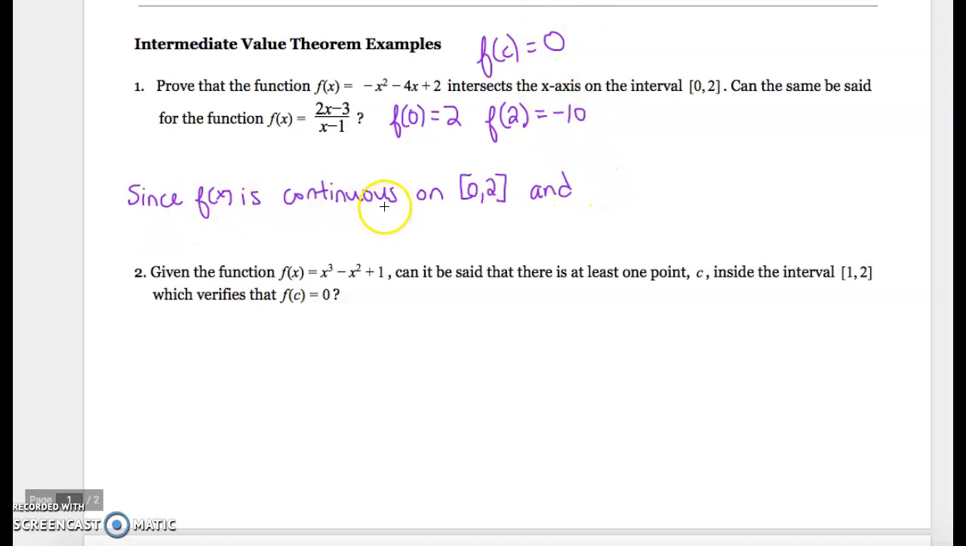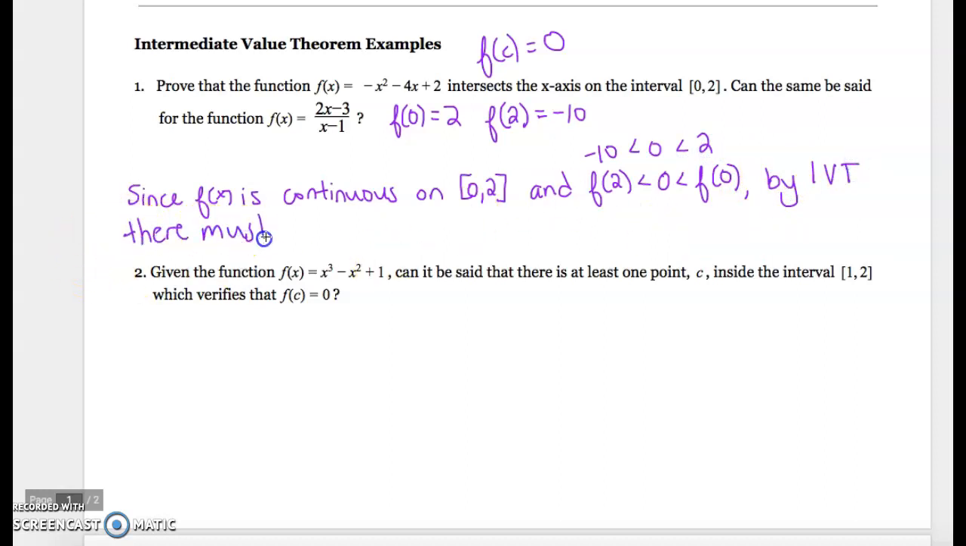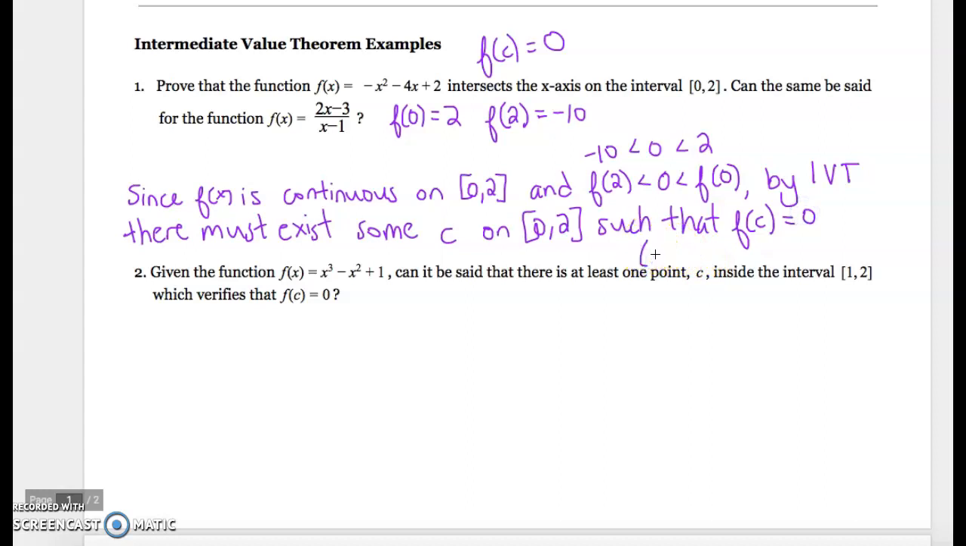So now I can say since f of x is continuous on 0 to 2, and f of 2 is less than 0 is less than f of 0, my negative 10 is less than 0 is less than 2, I can say by the intermediate value theorem, by the IVT, there must exist some c on the interval 0 to 2 such that f of c gives me 0, aka your function f of x intersects the x-axis.